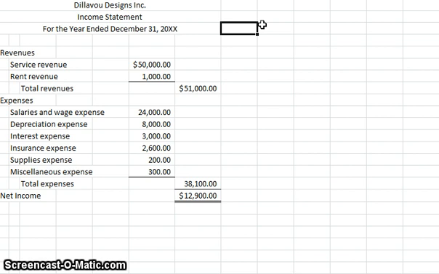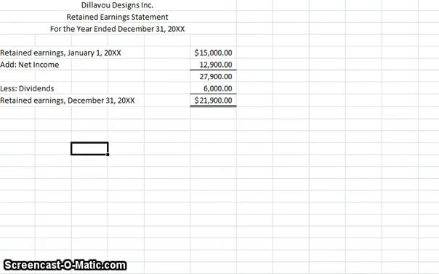They're going to eventually go into the retained earnings account. So the next statement we have is the retained earnings statement. And the reason we have to do the income statement first is because I need to know net income or net loss before I do the retained earnings statement. Otherwise, I can't do it because it's a key amount that I need to do this statement.